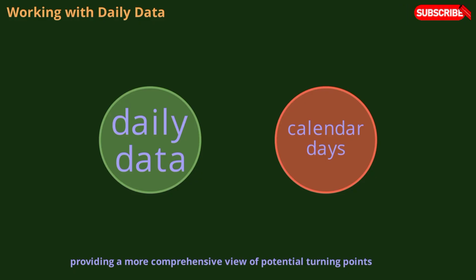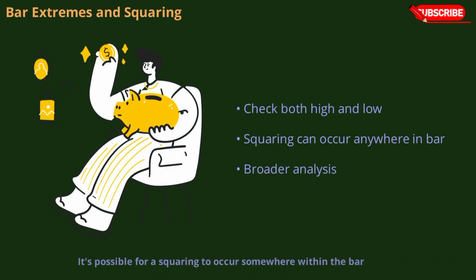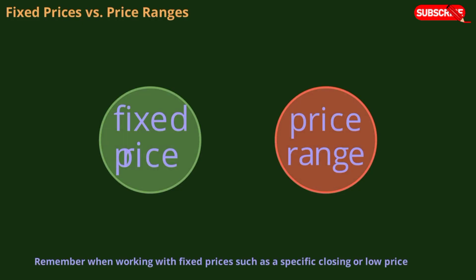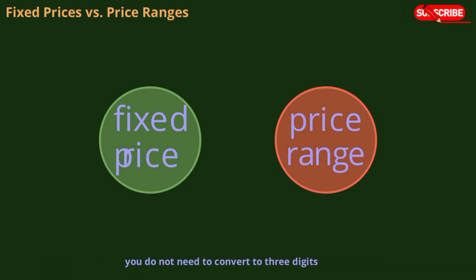It's possible for a squaring to occur somewhere within the bar, not just at the high, low, or close. By calculating degrees for both the high and low, you increase your chances of spotting a harmonic relationship that might otherwise be missed if you only focus on the closing price. Remember, when working with fixed prices such as a specific closing or low price, you do not need to convert to 3 digits. This is only necessary when analyzing price ranges. Using the correct method ensures your calculations remain accurate and relevant to the market context.